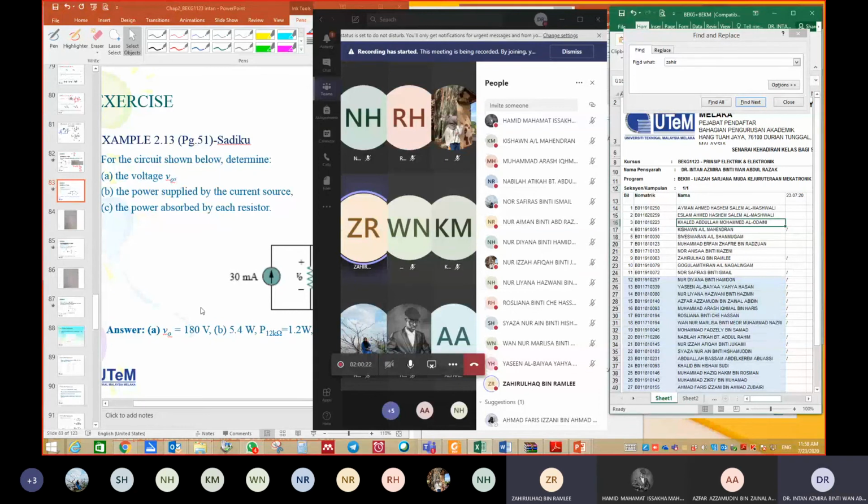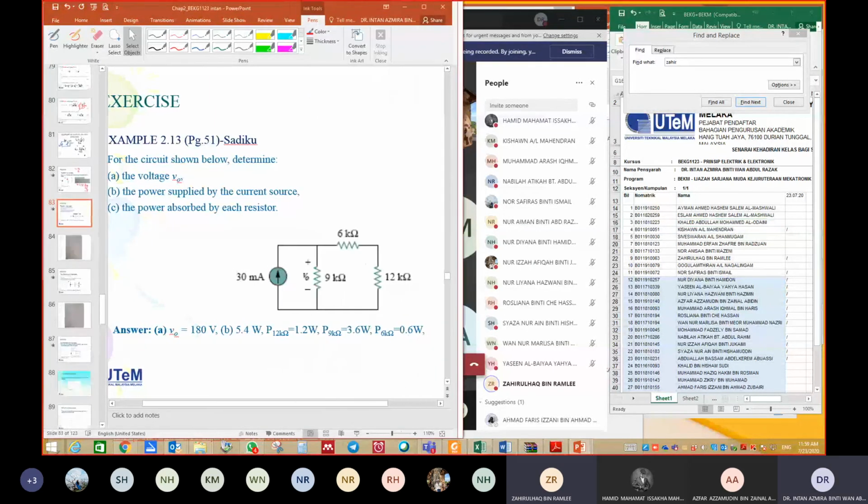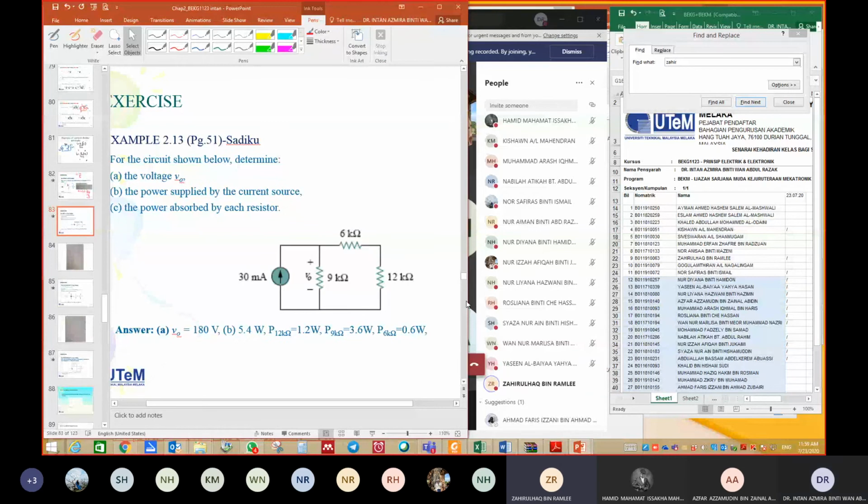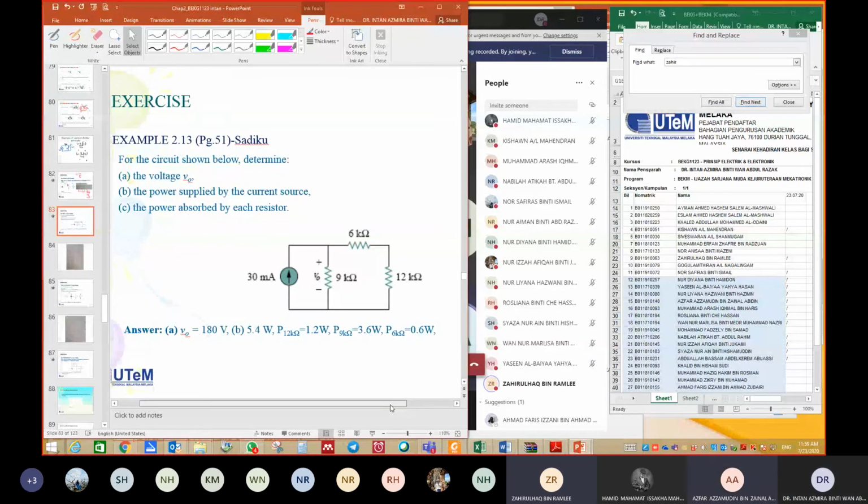Okay. Zahirul Haq. Get all the answer? Not yet. Tengah buat. Kat mana sekarang? A, B, C? B. Sekejap. Tengah buat lagi dulu. Okay. Asfa? Got all the answer? Yes, doktor. 6 kilo ohm tak dapat lah, doktor.